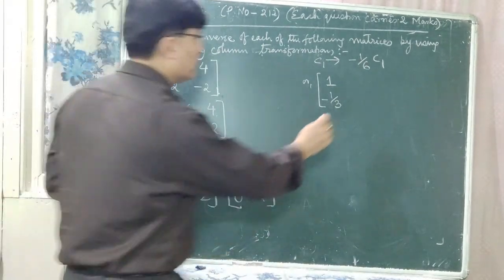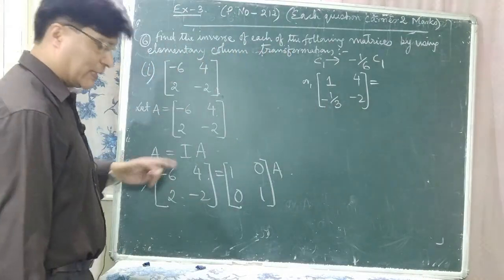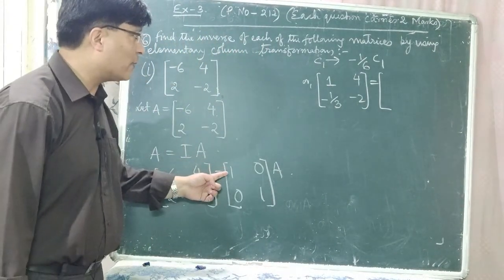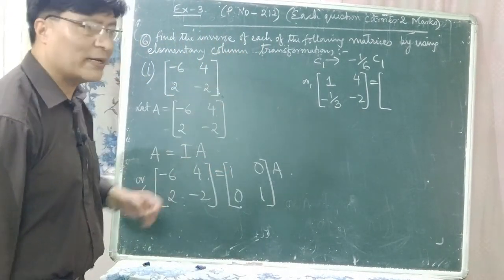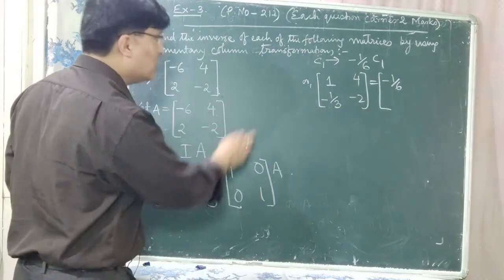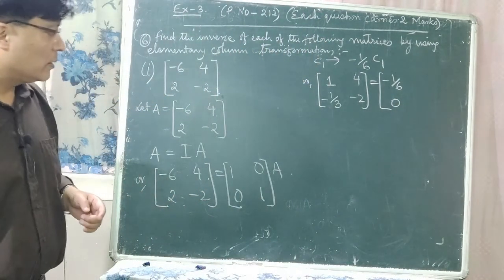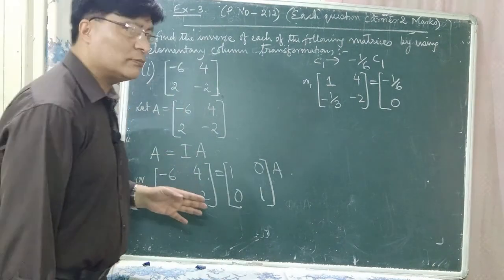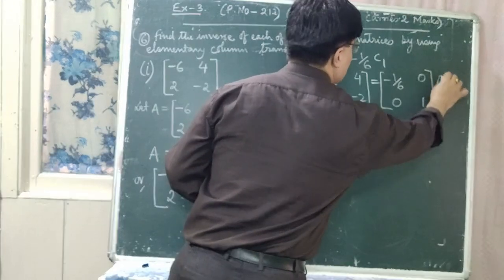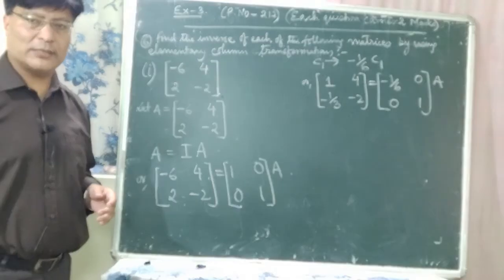Next, column 2 remains the same, that is 4 -2. On the right hand side also you change column 1. The elements of column 1 should be multiplied by -1/6. So 1 multiplied by -1/6 is -1/6, and 0 into -1/6 is 0. Now column 2 remains the same, that is 0 1. This is your A. Is that clear? I think you have understood it.